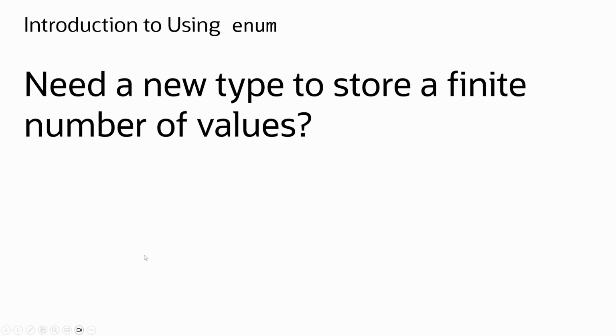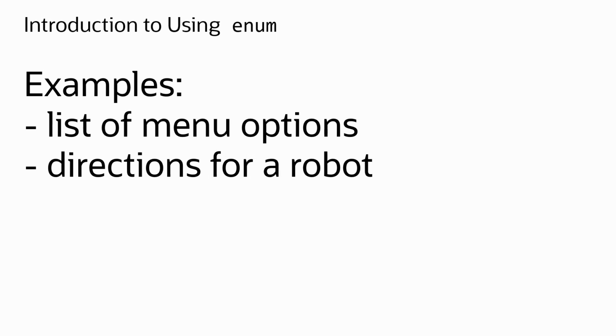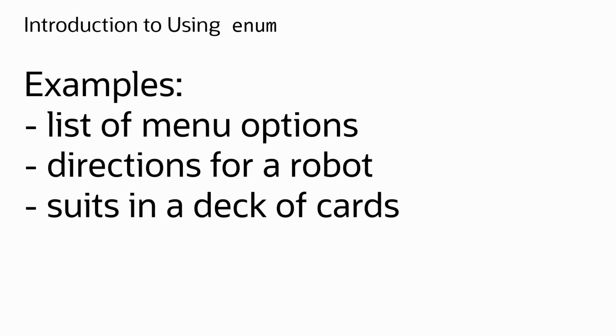An introduction to using enum. Sometimes we need a new type to store a finite number of values. In that case, we want to define a new type instead of using a broader type like string or int or char. Some examples: maybe you have a list of menu options, or the directions for a robot, or maybe the suits in a deck of cards.